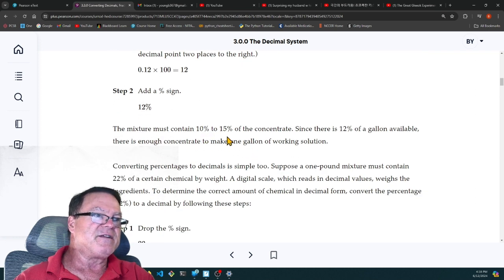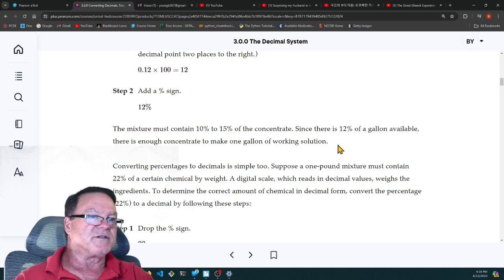The mixture must contain 10 to 15% of the concentrate. Since there's 12% of a gallon available, there's enough concentrate to make 1 gallon of working solution.